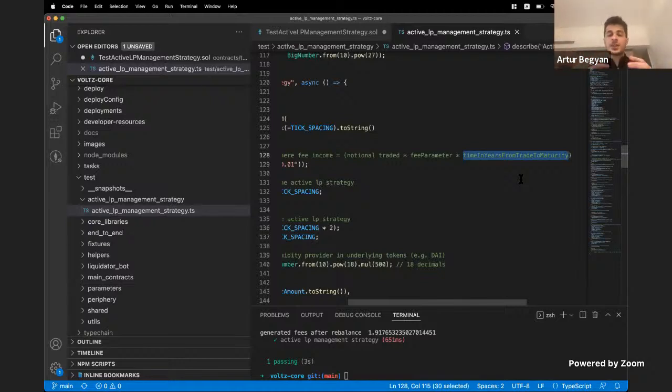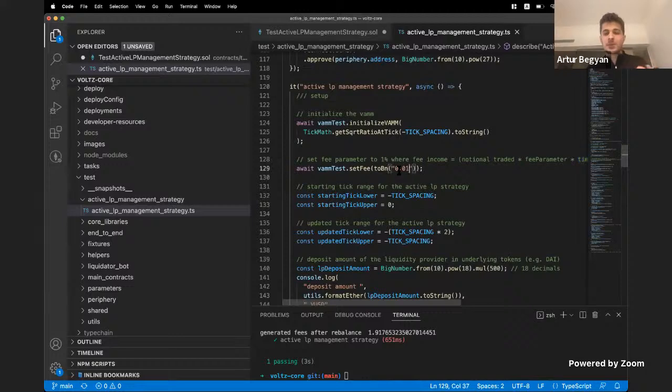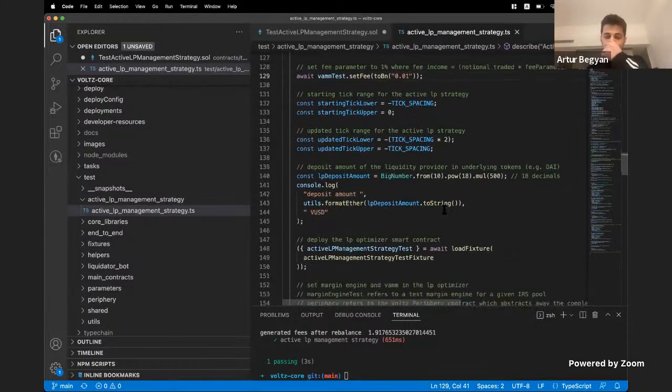And in order to compensate for that extra risk, we scale fees depending on how much time is left until maturity. So if there's very little time until maturity, entering into a variable taker or fixed taker swap as a liquidity provider is relatively riskless. But if you're entering at the beginning of, let's say, a 1 year pool, then the risk is much higher, hence the scaling. So in this particular case, we set it to 1%.